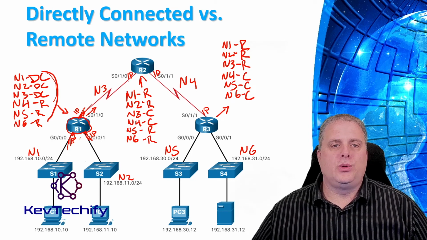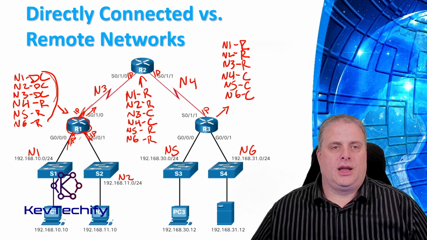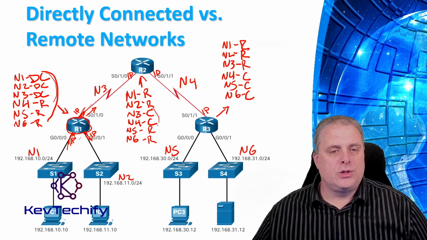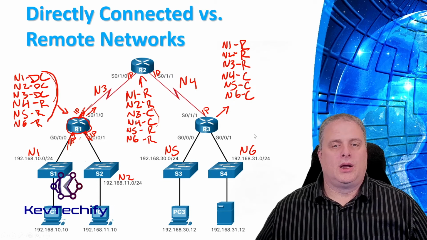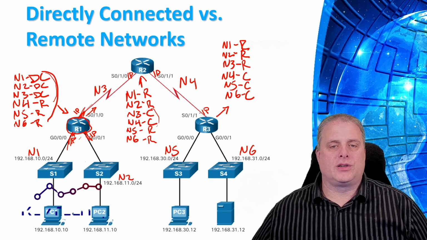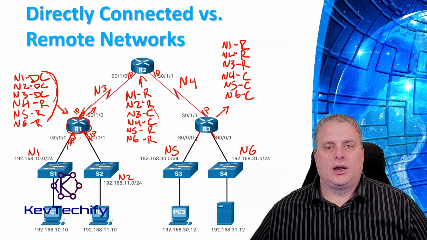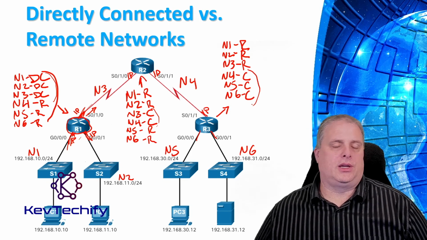R2, we have 2 WAN connections coming in, and you should have at least 2 directly connected networks. If we look at our little table here, we can see that we have 2 directly connected networks. On R3, we have 3 wires coming in. We have 3 connections into R3, and we have 3 directly connected networks.